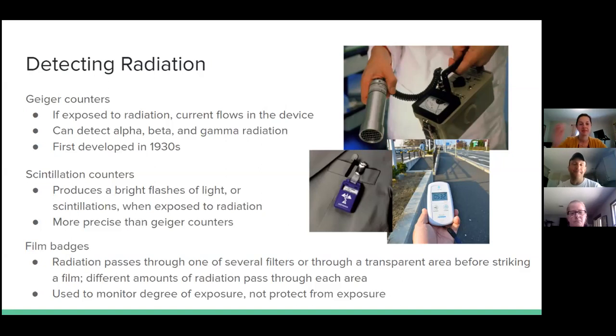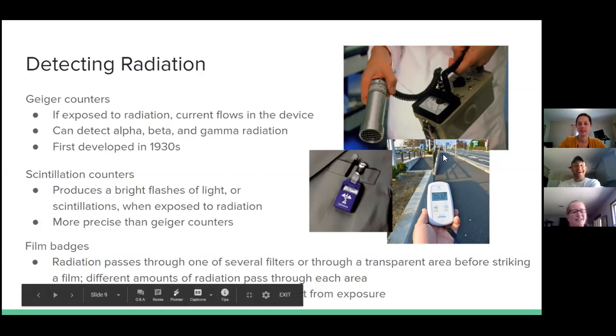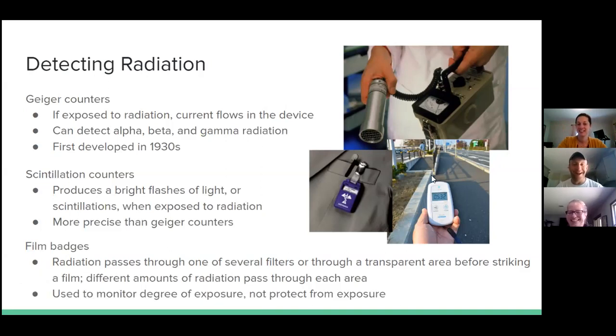The second type of counter is called a scintillation counter and produces a bright flash of light. And they're a little bit more precise than Geiger counters. And then finally, we have what is called the film badge, and that's when radiation passes through one of several filters or through a transparent area before striking a film. They are used to monitor your degree of exposure, but they don't protect you from exposure.